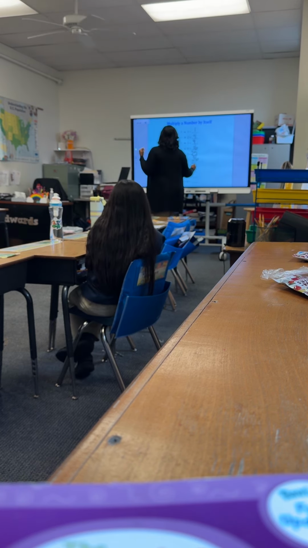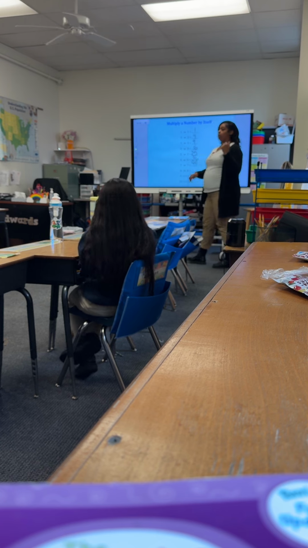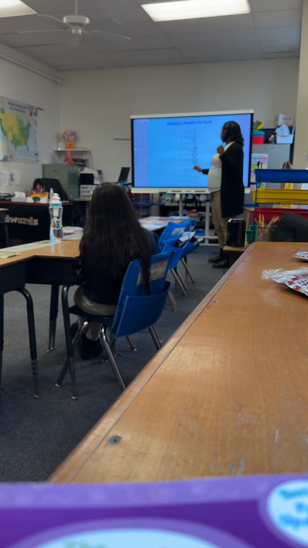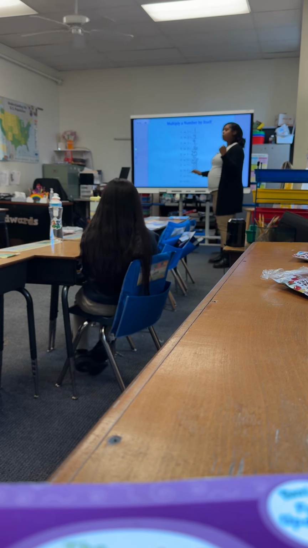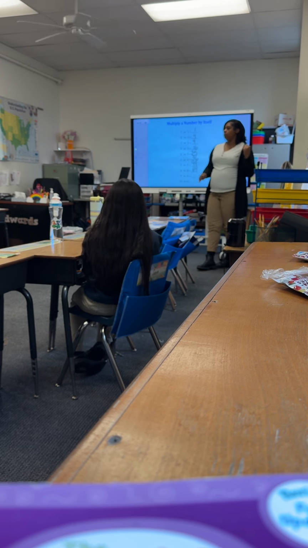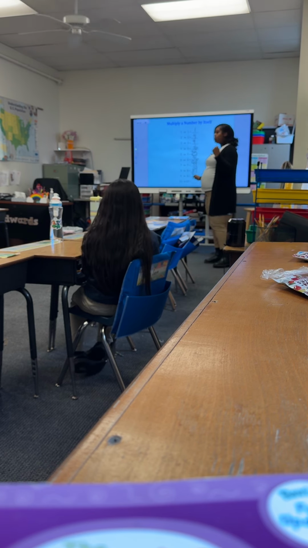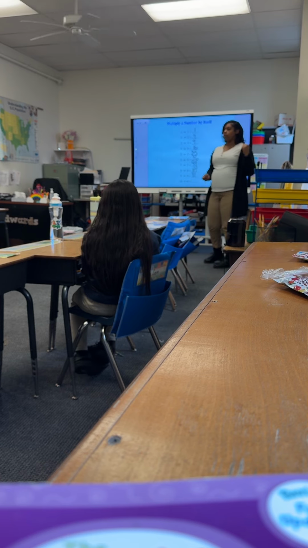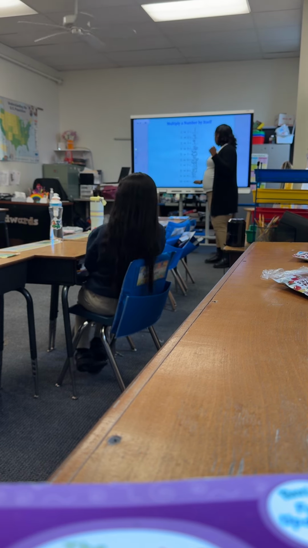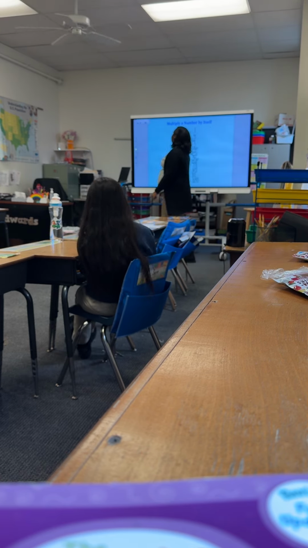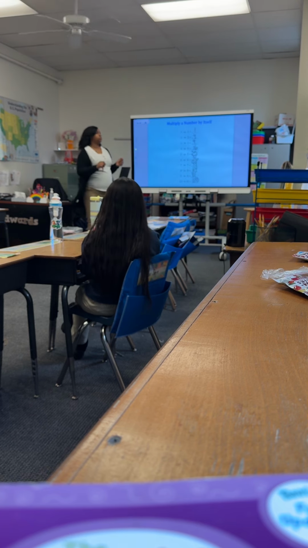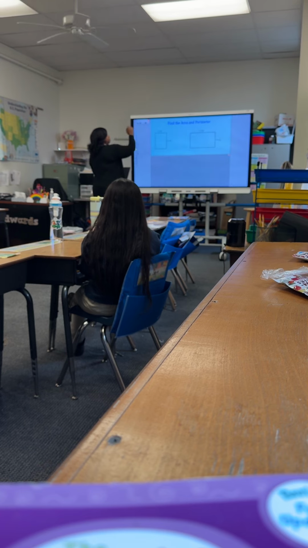8 times 8, or 8 multiplied by itself. 64. 9 multiplied by itself. 81, good. And then 10 multiplied by itself. Noah? 100. Okay, we want to get these doubles like this. We're going to skip this one.